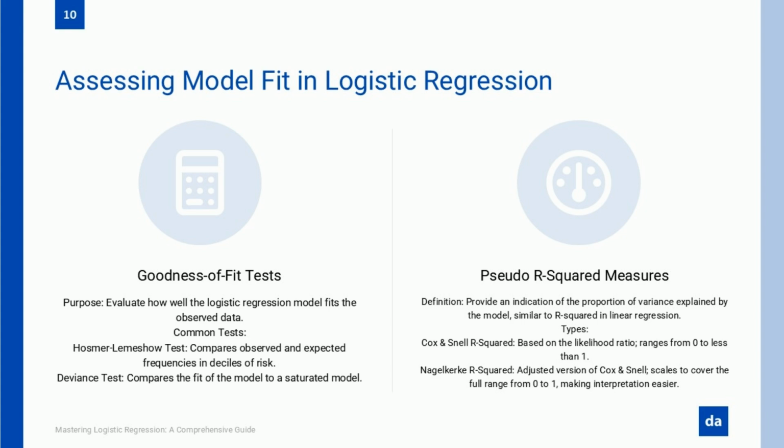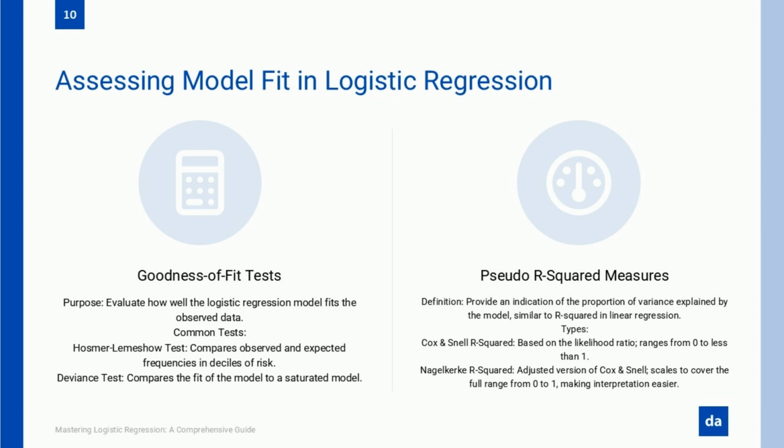One of the most common ways to measure this is with goodness of fit tests. A popular one is the Hosmer-Lemeshow test, which checks whether the predicted probabilities align well with the actual observed values. If the test gives us a low p-value, typically below 0.05, that means there's a big difference between the predictions and the real data, which is a red flag. But if the p-value is high, it suggests our model is making reasonable predictions. Another important concept is pseudo-R² measures.